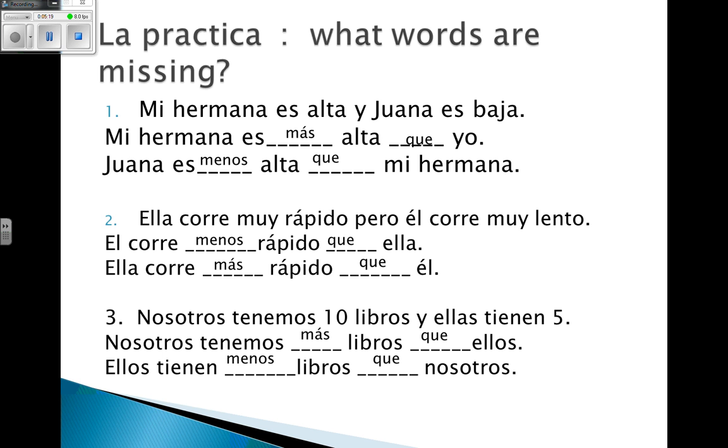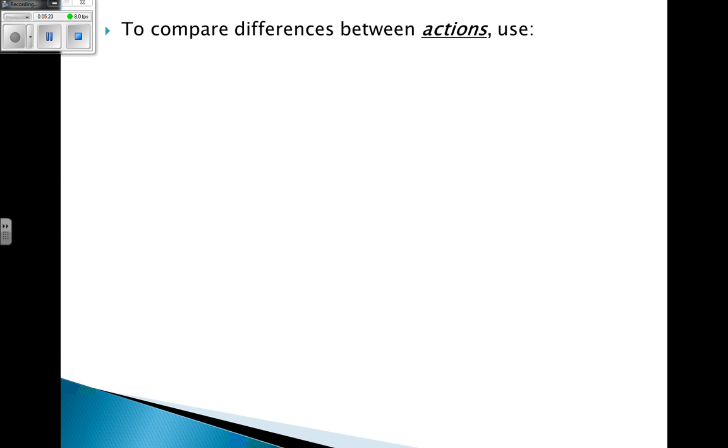Okay, once you understand the formula, it's pretty easy. Okay, moving on. We talk about unequal comparisons between actions. So again, we start with a verb, más, and then que to say more than.